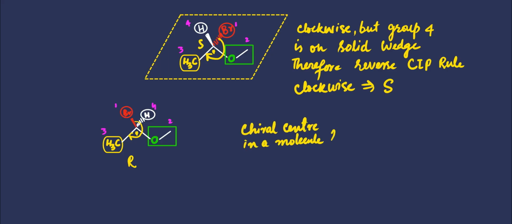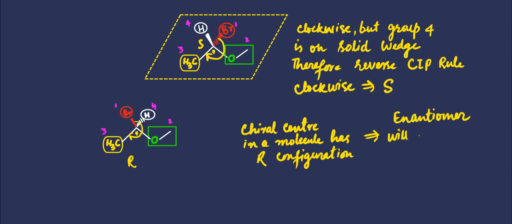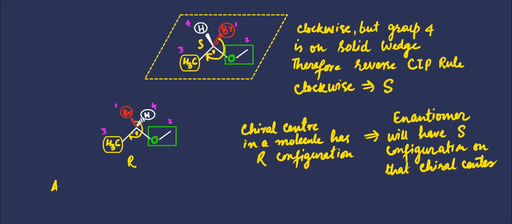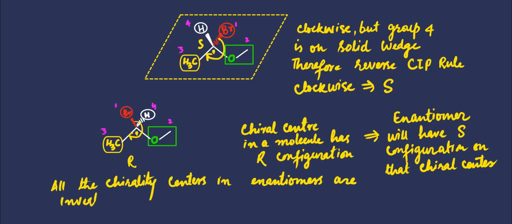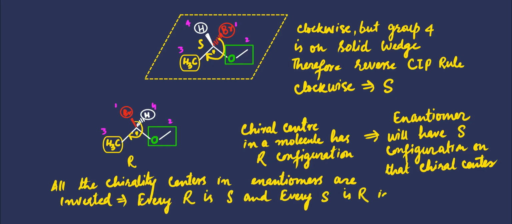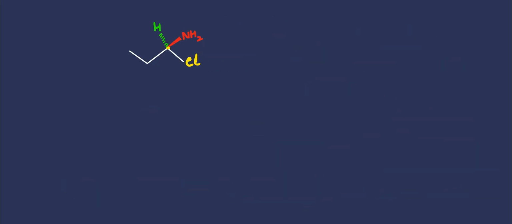Therefore, if a chiral center in a molecule has R configuration, then its mirror image or enantiomer will have S configuration on that chiral center. All the chirality centers in enantiomers are inverted. Every R becomes S, and every S becomes R, in the enantiomer.